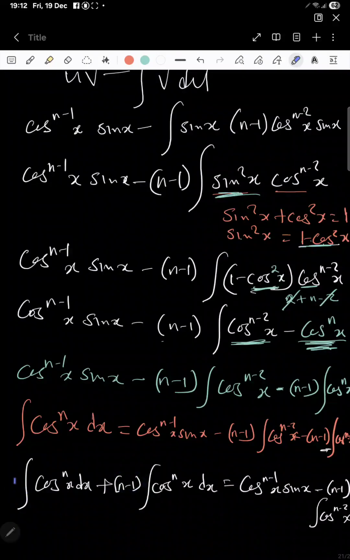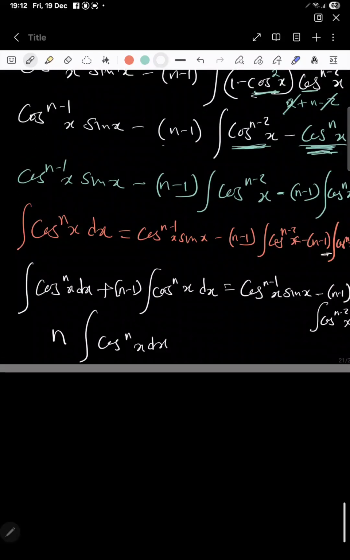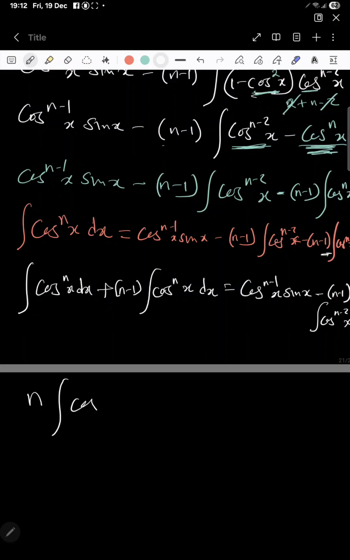So you add 1 plus n minus 1, and you're going to have this and that will go, meaning that you just remain with the n here. So you're going to remain with n integral of cos to the power n x dx. That's what you're going to remain with.